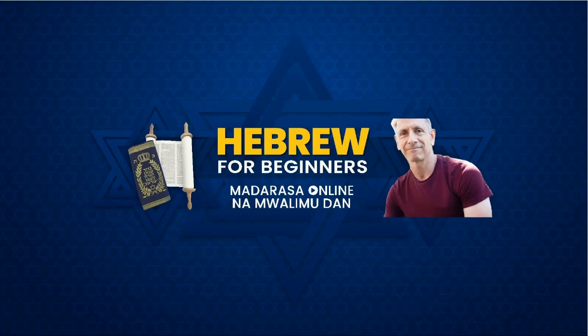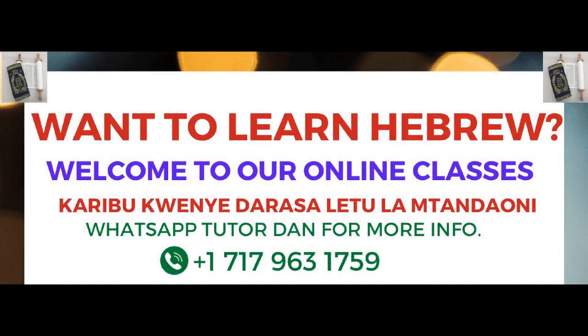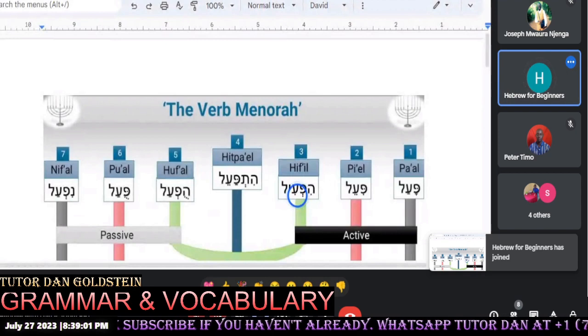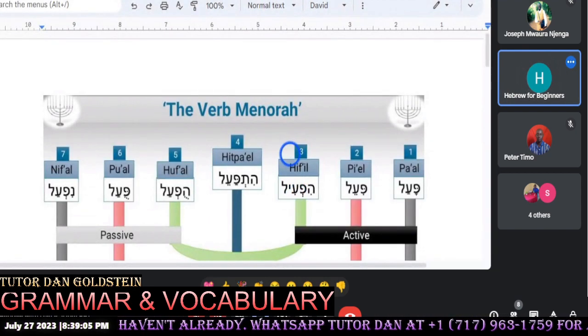It's a menorah, and each branch of the menorah is assigned a verb class. Let me see if I can share it with everybody. So this is known as the binyanim verb menorah. Binyan means building, but it also refers to a verb class. Binyanim are the verb classes.